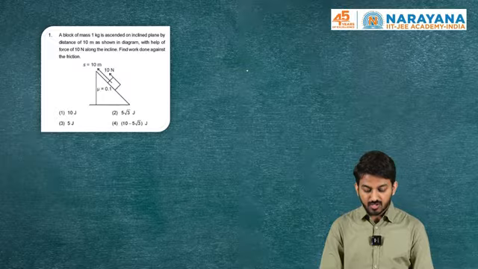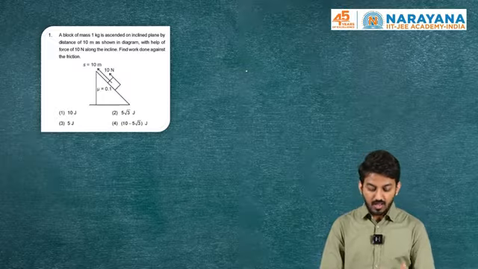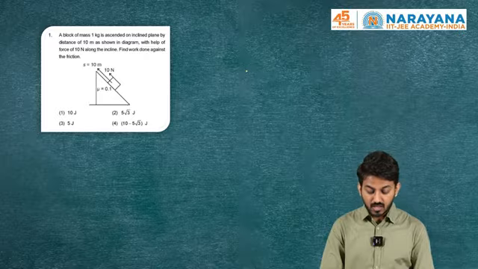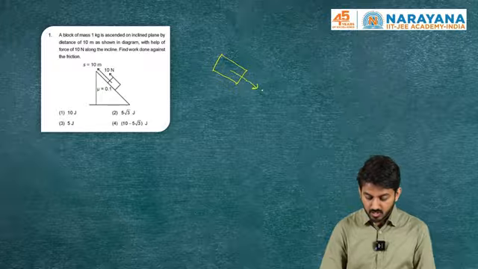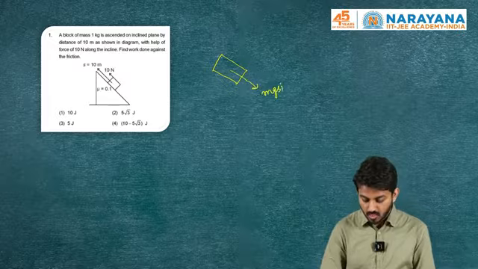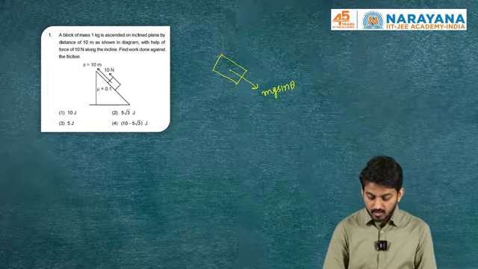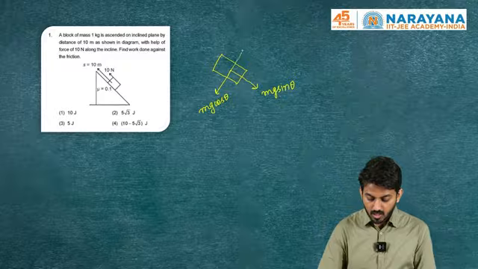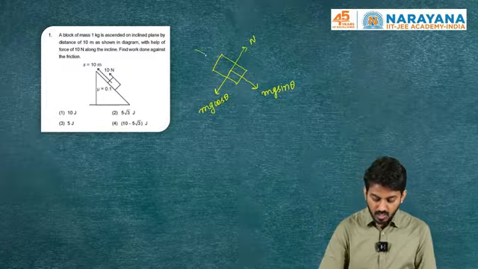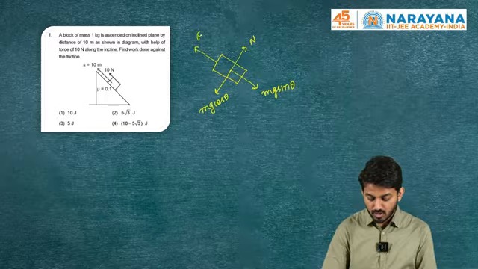So here we have a block which is being ascended up an incline by a distance of 10 meter as they have shown. Here they are asking for the work done against the friction. So if we draw the free body diagram of the body, we'll have component of mg down the incline, component of mg perpendicular to incline, normal force, and the externally applied force which they have showed to be 10 Newton.